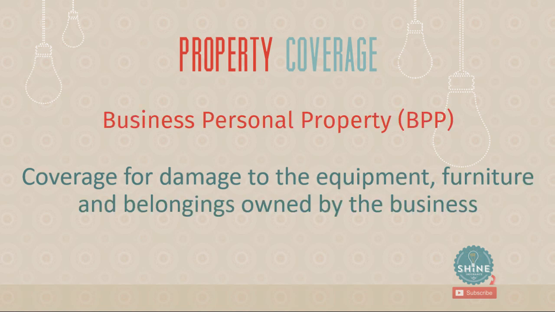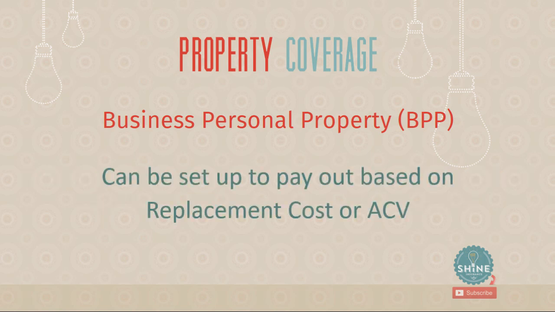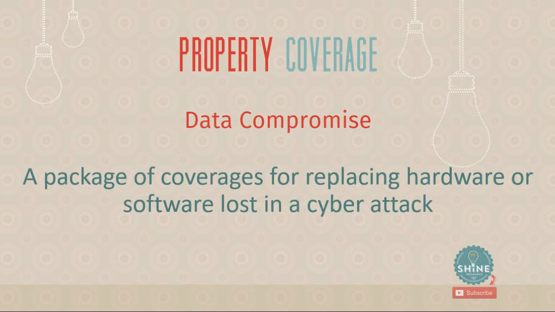The next one is business personal property, sometimes referred to as BPP, coverage for damage to the equipment, furniture, and belongings owned by the business. So this is kind of like everything else, the stuff you own. Inside of your structure, you have office furniture, you may have equipment specific to the business that you run. All those kinds of things are covered by business personal property coverage. That's an important coverage on your policy, and it can be set up based on a payout of either replacement cost or ACV. Won't dig deep into these details, but replacement cost is definitely what you want and not ACV.